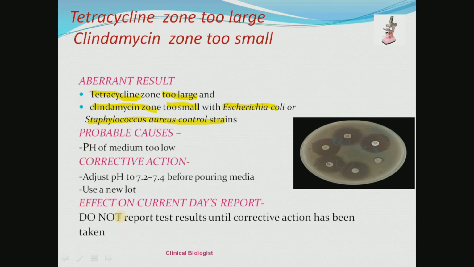So what is the normal pH? That's very important. You should know the pH of the media you are using for the disc diffusion method. That is a pH between 7.2 and 7.4. You have to maintain that pH when you prepare the media. Another option, if the pH of your media is not correct, is to use a new lot of media to correct this troubleshoot.